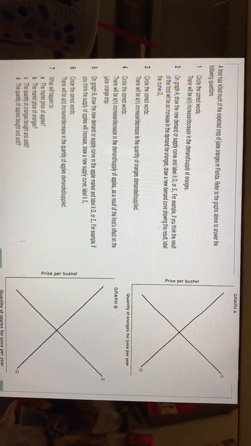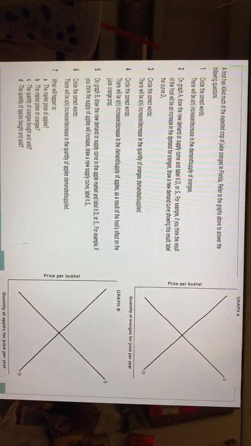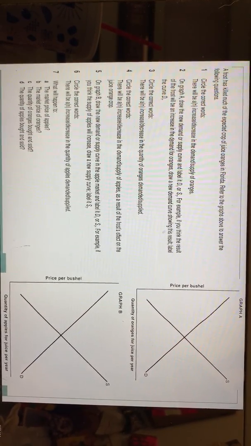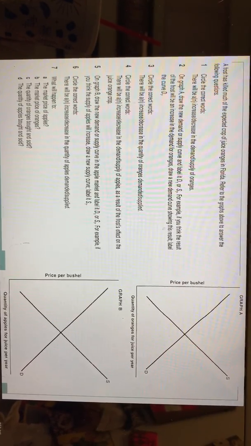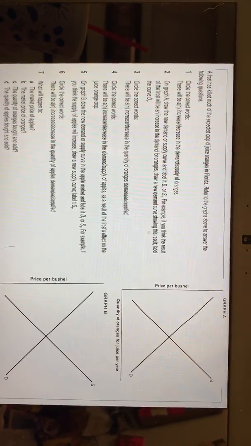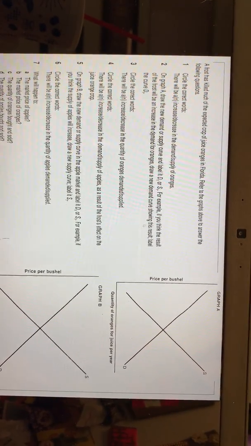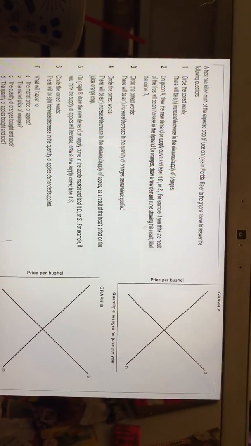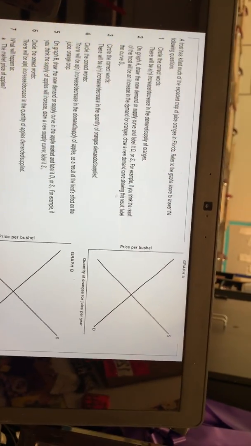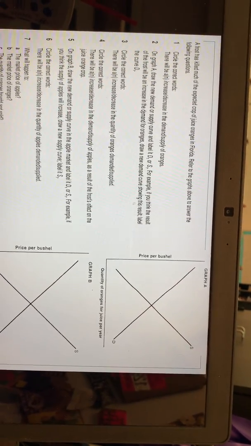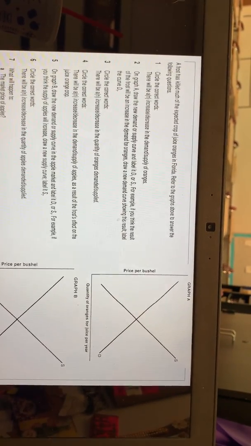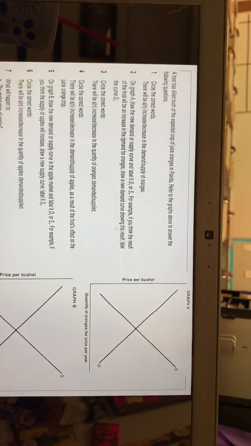It says, a frost has killed the expected juice crop of oranges in Florida. Refer to the graphs above. So we are working on just equilibriums here as good practice before we practice tomorrow. Number 1 says, if a frost kills much of the expected juice crop of oranges in Florida, circle the correct words. There will be an increase or decrease in the demand or supply of oranges.